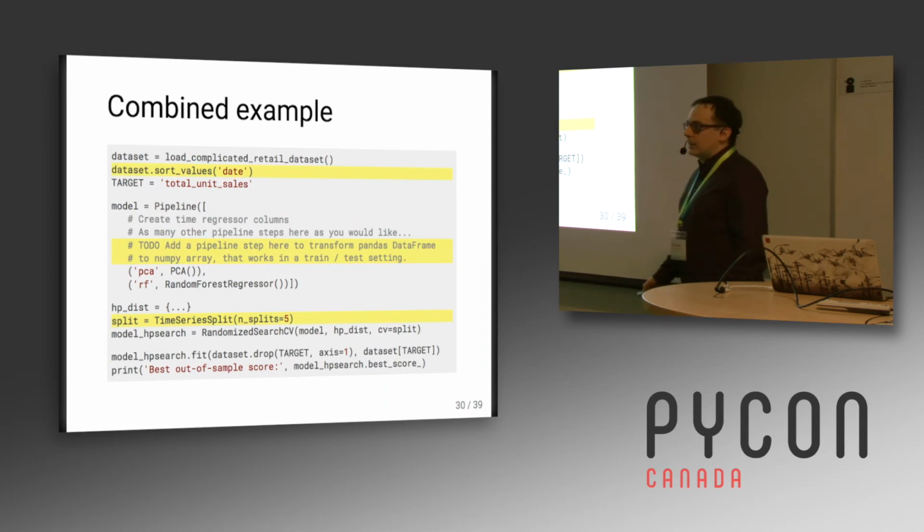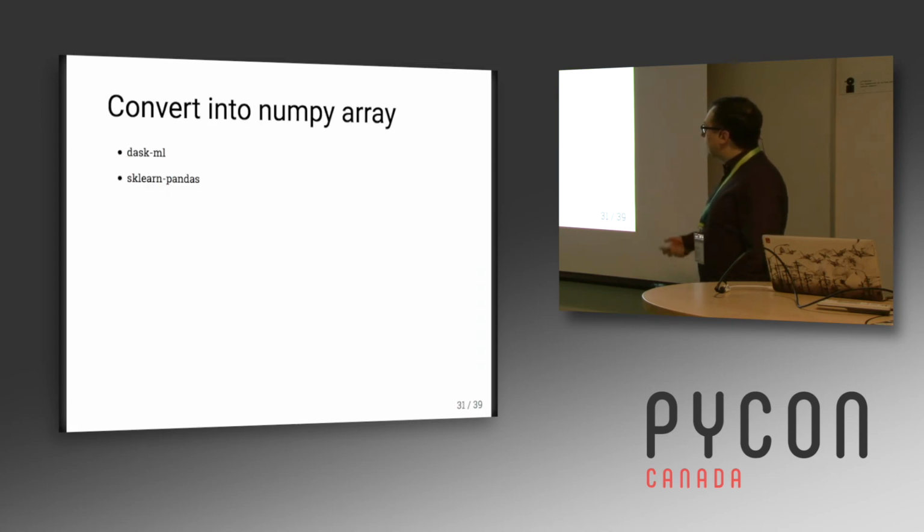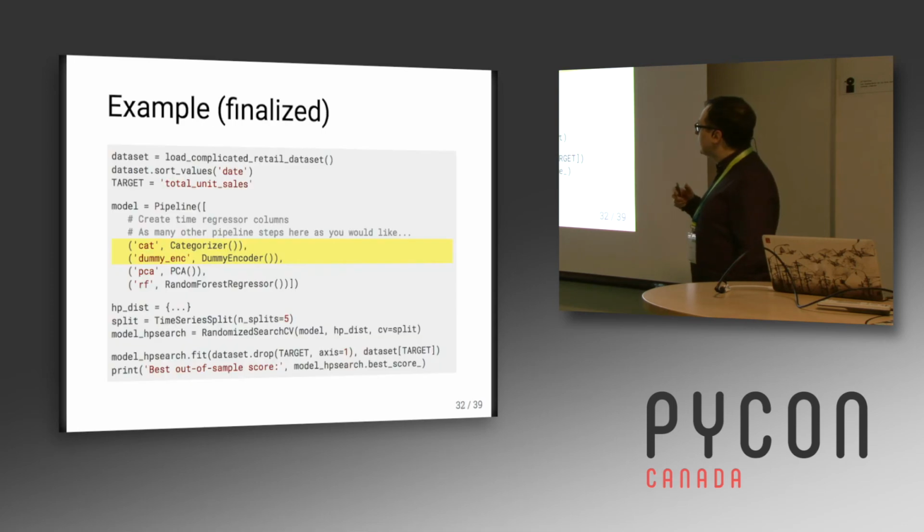It expects your array to be sorted in order of increasing time, so you do that at the top. And the only missing thing is something to convert your data frame into a bunch of numbers again, but in a train test perspective. So you want to do it once when you train, and then redo exactly the same thing when you test. There are a couple of options, picking dask-ml actually for this. If you pop in these two classes here, it'll do the conversion for you in the proper way. And this actually works, and you get all the benefits now.